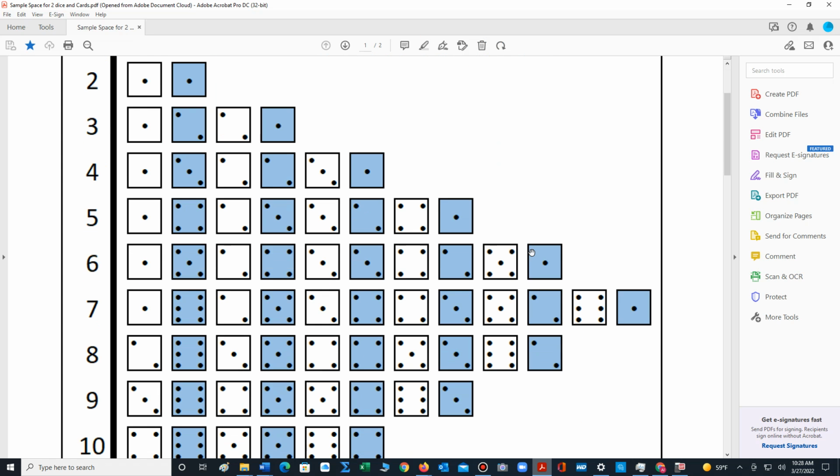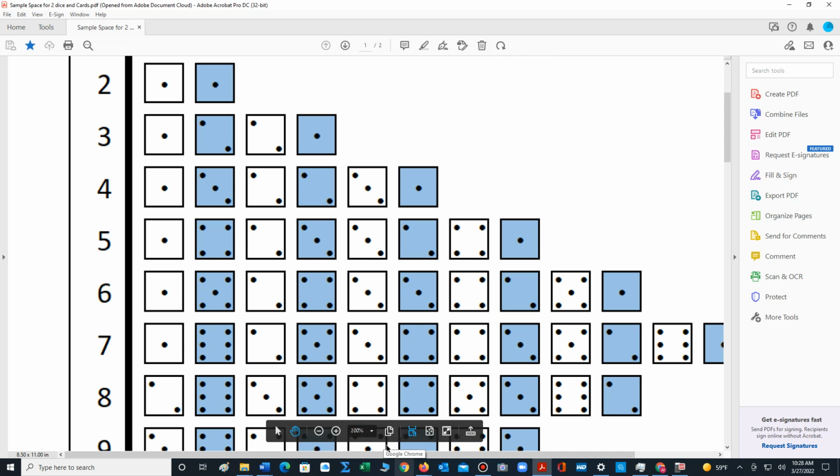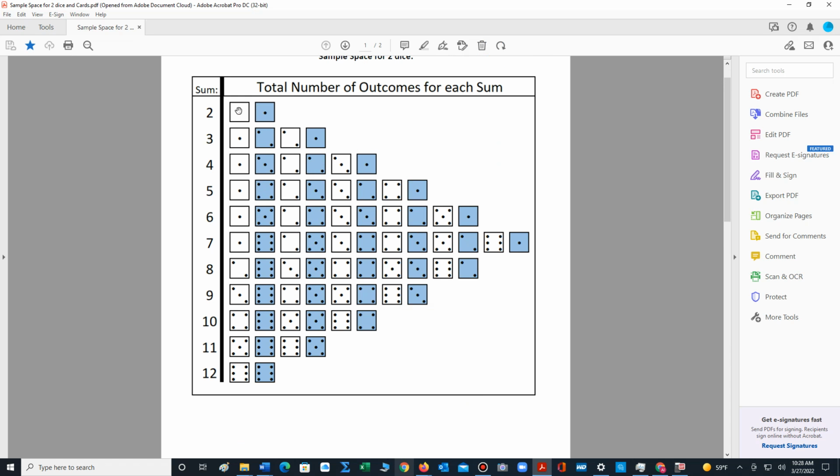Okay, so how we would work this sample space, let me just select the appropriate size, is that we count the total number of pairs. That is the total number of possibilities. So the pairs are the white and blue dice. There's 36 in total. That's going to be our denominator in the probability we're computing.